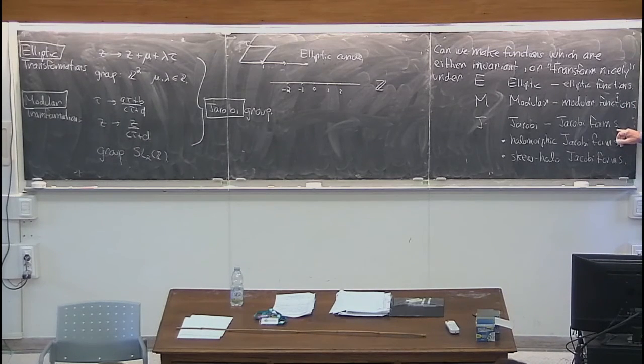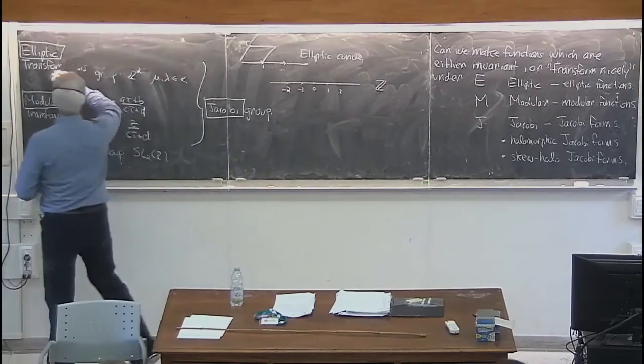The Jacobi forms, we will see, are related to something called the elliptic genus of Calabi-Yau spaces or of a conformal field theory, and they play a very important role in counting BPS states, computing the entropy of black holes, and they show up in various kinds of moonshine.